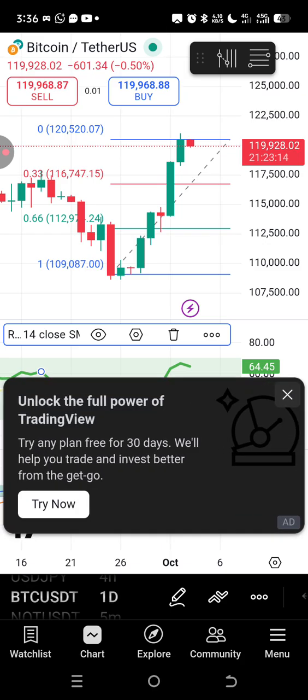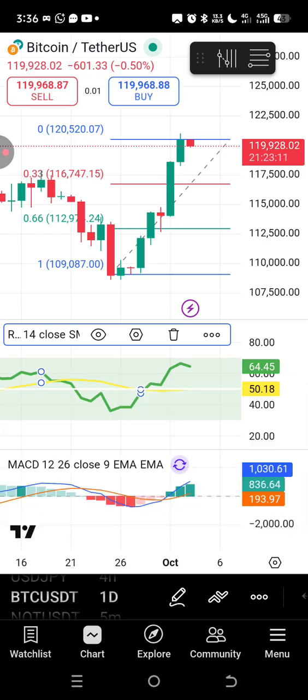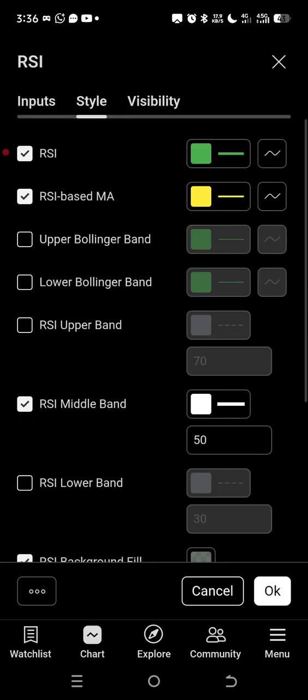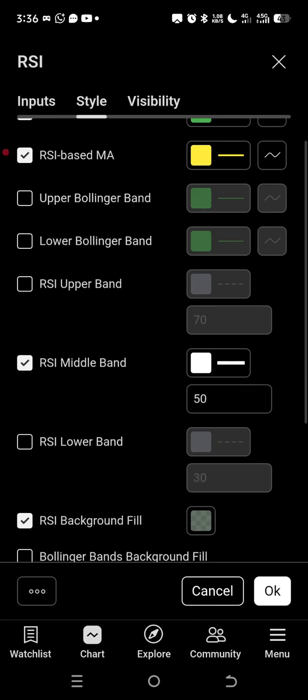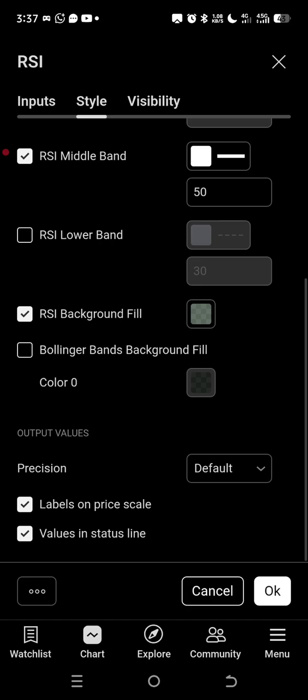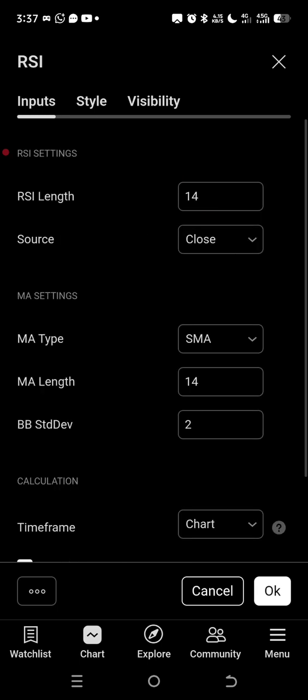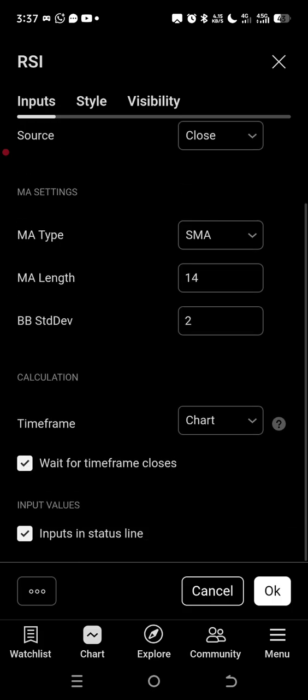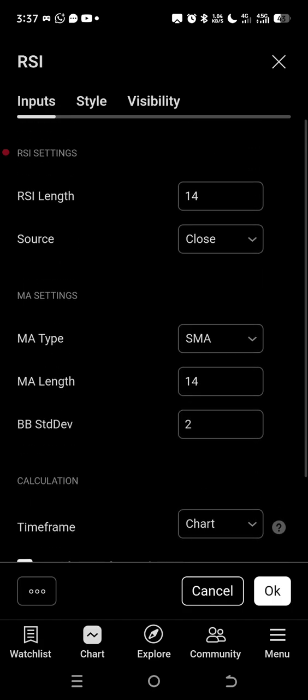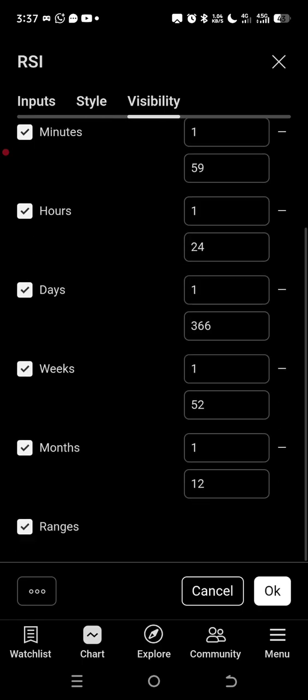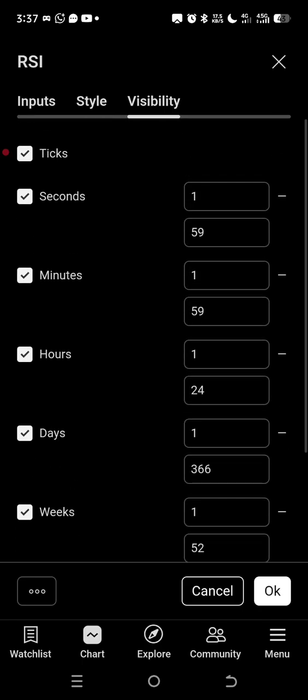I tap on it, you tap here, you come to settings. Look at it there, the setting is already there. You are configuring the RSI, so just configure it. There's nothing to touch. Look at the configuration. The middle band must be 50, as you can see there. Leave the rest alone. Input: what are the inputs? 14, 14, 2. That's all. Configure that. What's the visibility? Don't tamper with it at all. Leave it there. So that's it.